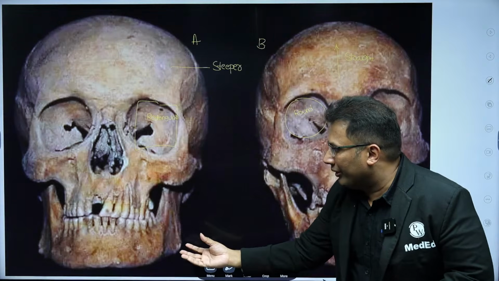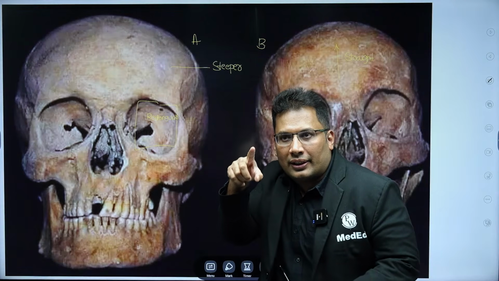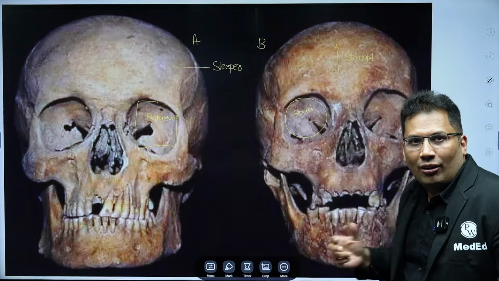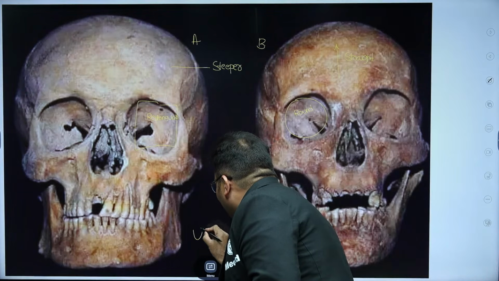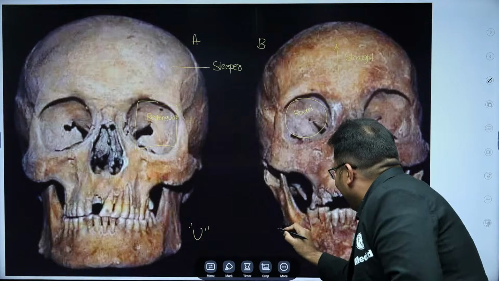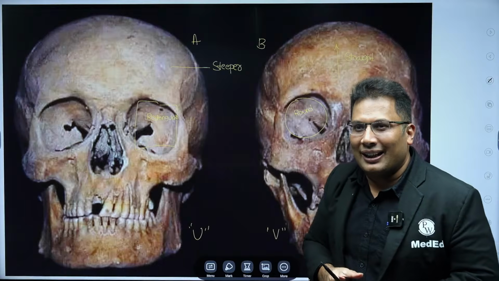Look at the mandible. Mandible is U shaped, ठीक है। यहाँ मैंडिबल V shaped है, ठीक है। ये देखो U shape है, ये देखो V shape है। Now tell me which is male and which is female.